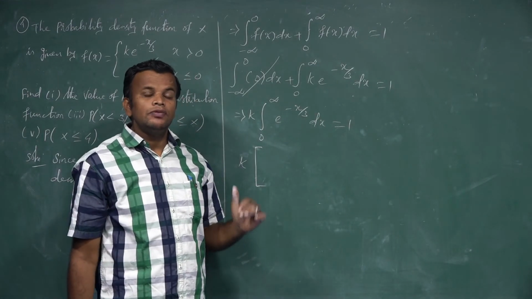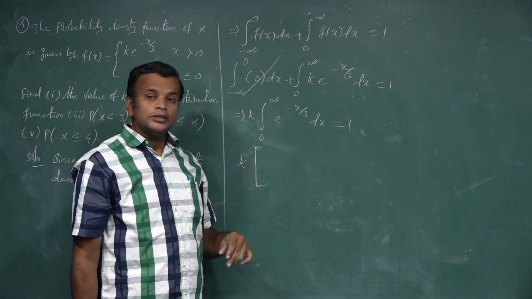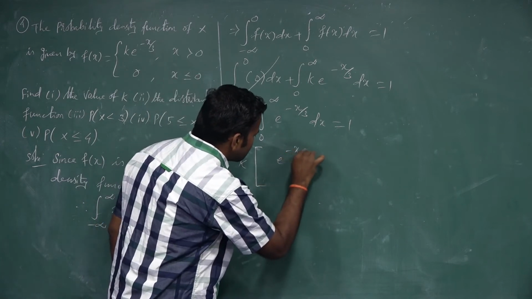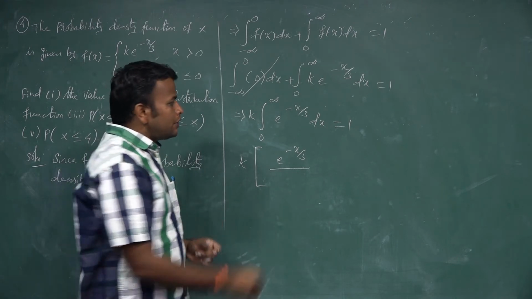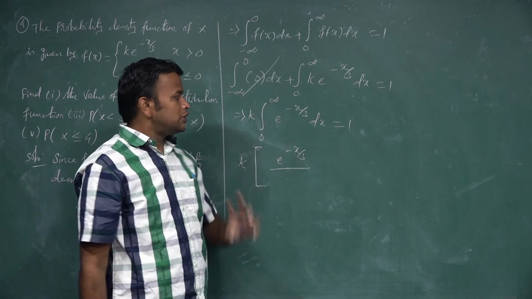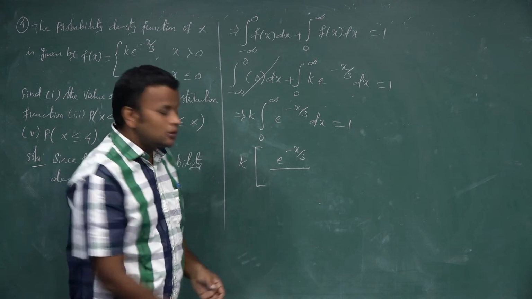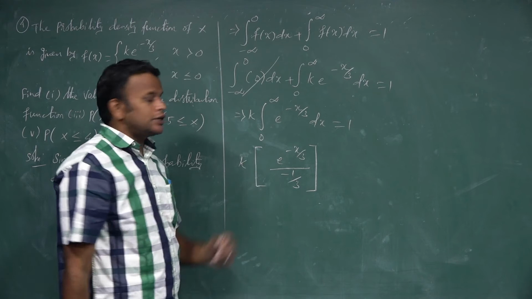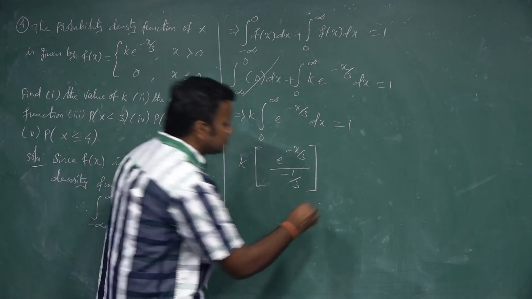First of all, the integration of e power x is just e power x. Suppose it is e power minus x by 3, a composite function; the integration of e power is always the same first of all. But since it is a composite function, again we differentiate the power term with respect to x. What is the power? Minus x by 3. The derivative of minus x by 3 with respect to x is minus 1 by 3. Importantly, for the integration we put this value in the denominator. Next we apply the limits.